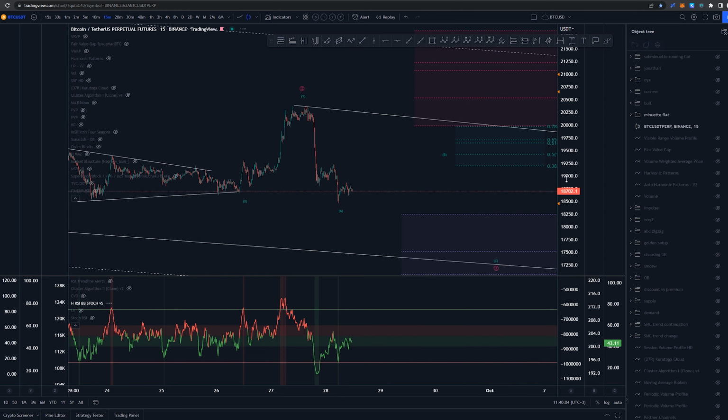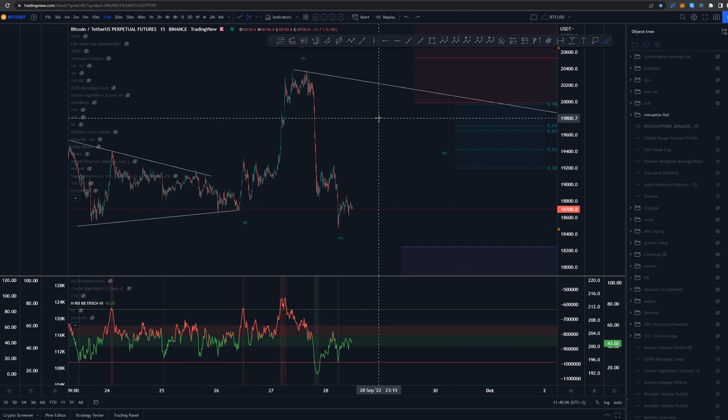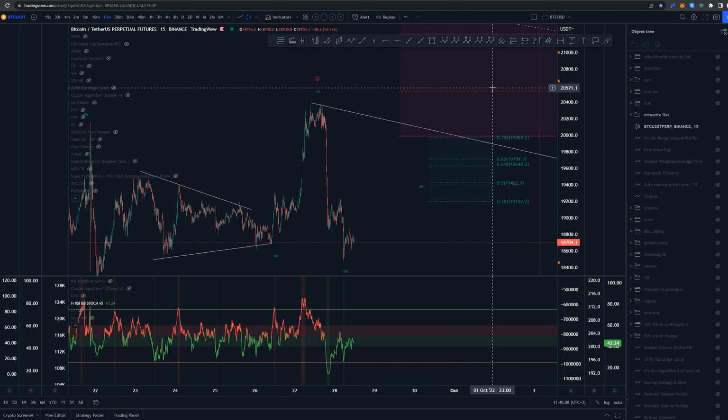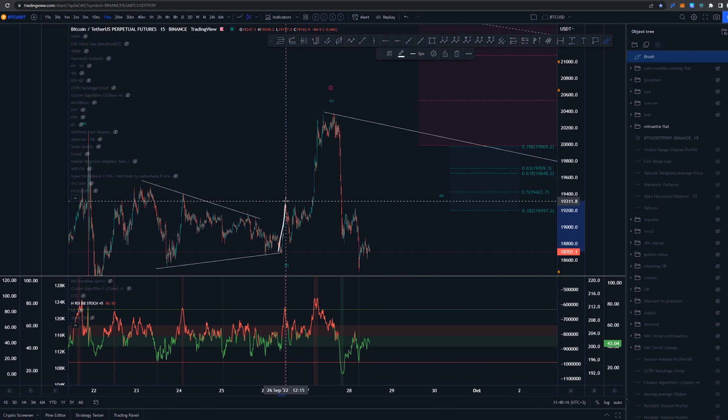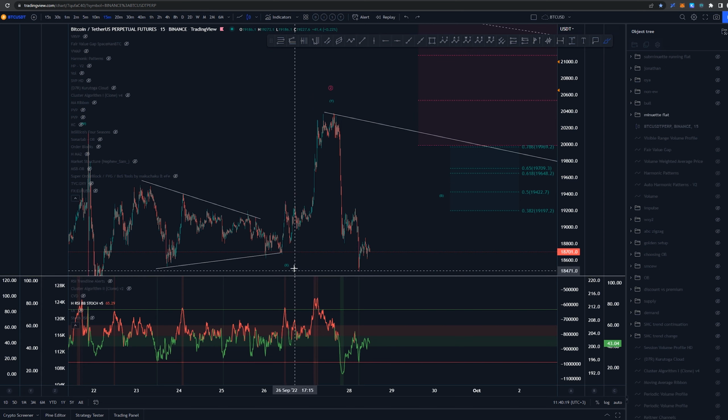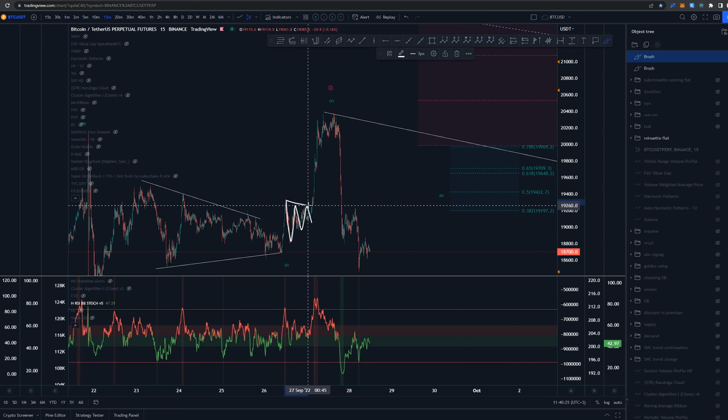So yesterday we had quite a big dump. I was expecting again that 20.5k area. I had my starter position already in here. There was a possibility in which we had this as a B, and then this would be C. The C would be starting from here, as this would be A, B, C, D, E, a triangle in here.